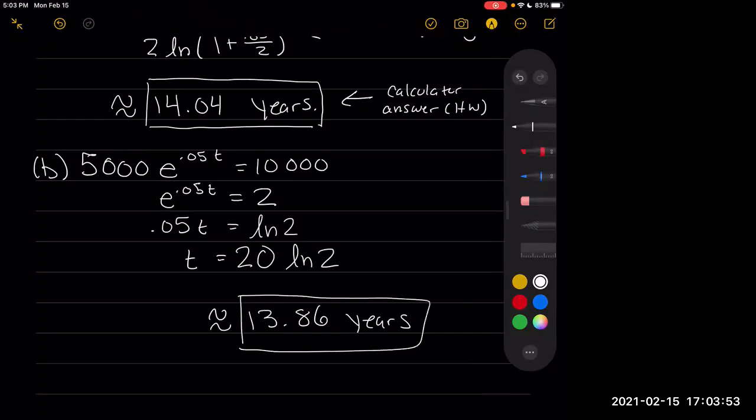So it again shows us that continuously compounding interest is always a little bit better than regular compounding interest. All right, class, that's all that I have for you today. Thanks so much.